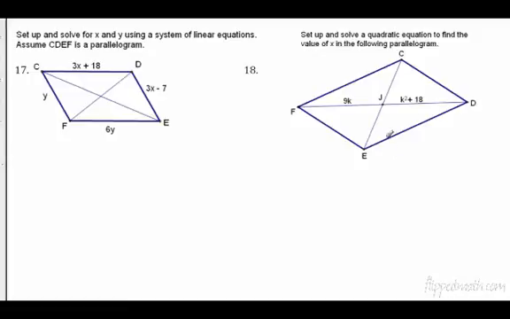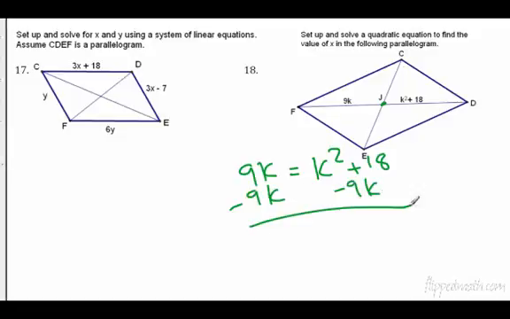18 involves, what do we got? Diagonals. You know they bisect each other. So 9k is going to be equal to k squared plus 18. Quadratic equation, bells and whistles go off. You got to set it equal to 0. So we subtract 9k from each side. We get 0 equal to k squared minus 9k.